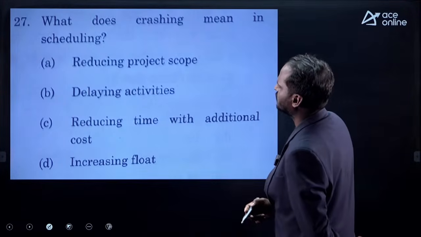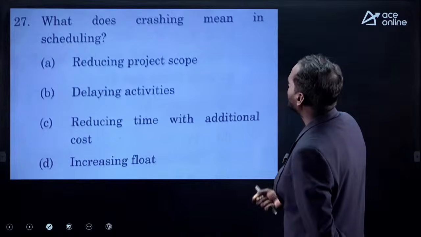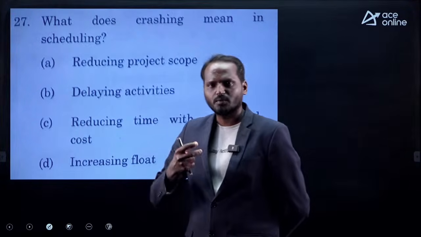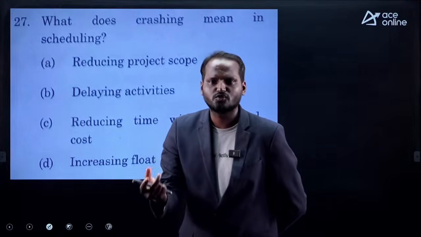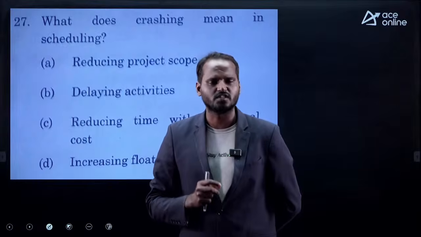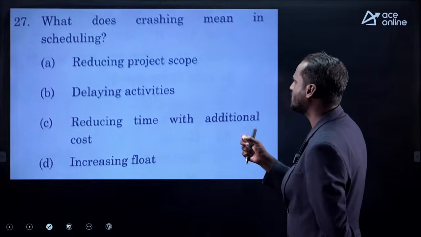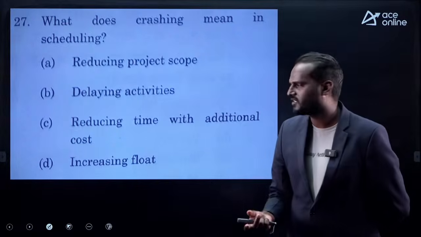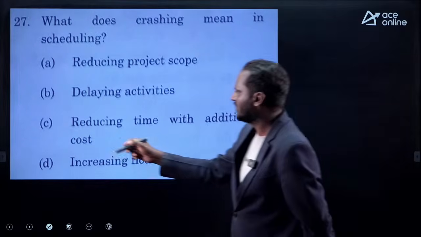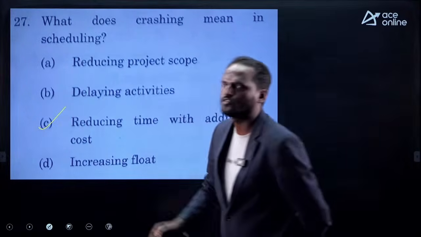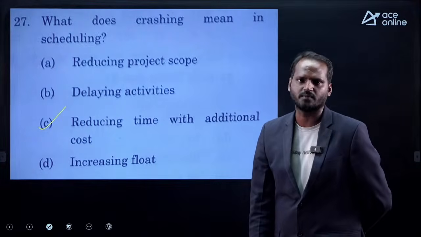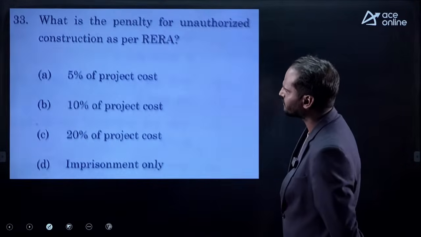Okay. The next question, what does crashing mean in scheduling? Crashing means providing additional resources to the project to reduce its duration. That is what crashing means. Look at this, here the option C matches. Reducing project duration with additional cost, that is what? We are providing an additional resource to reduce the duration of the project. That is option C correct.